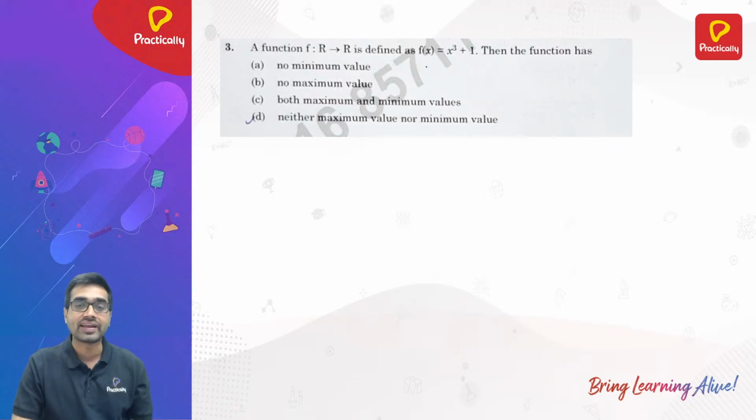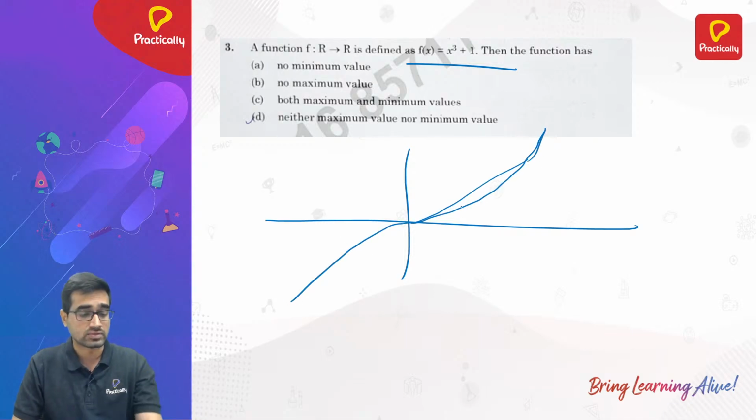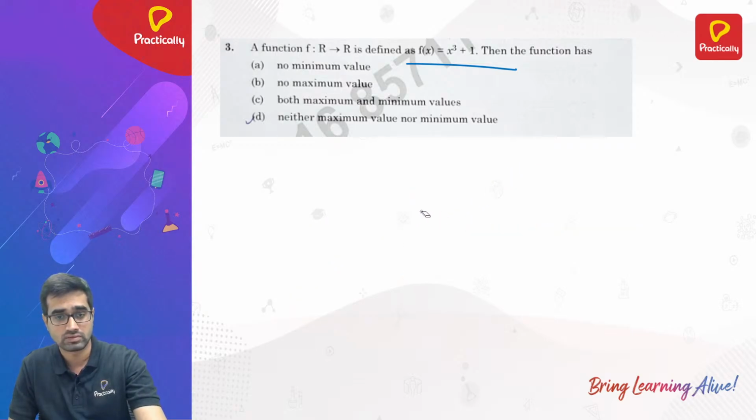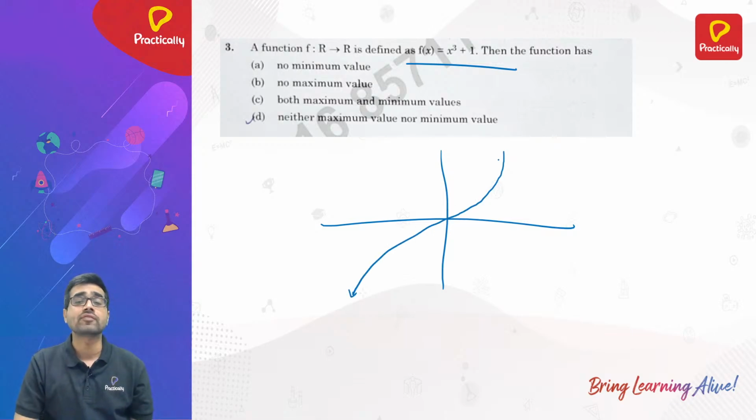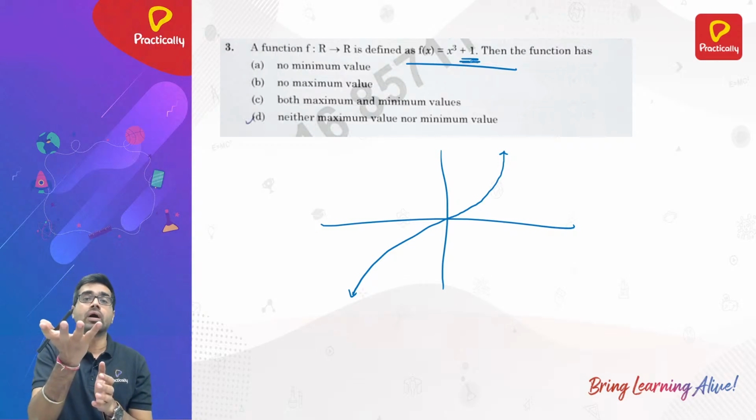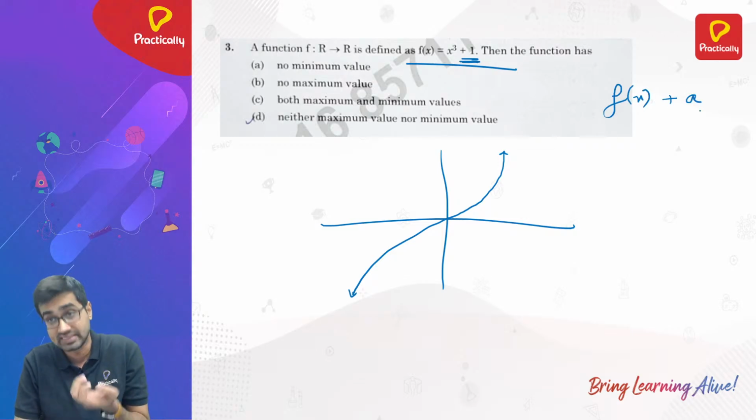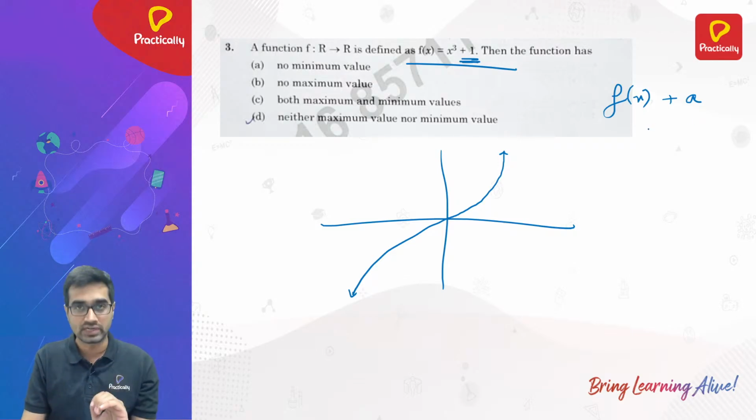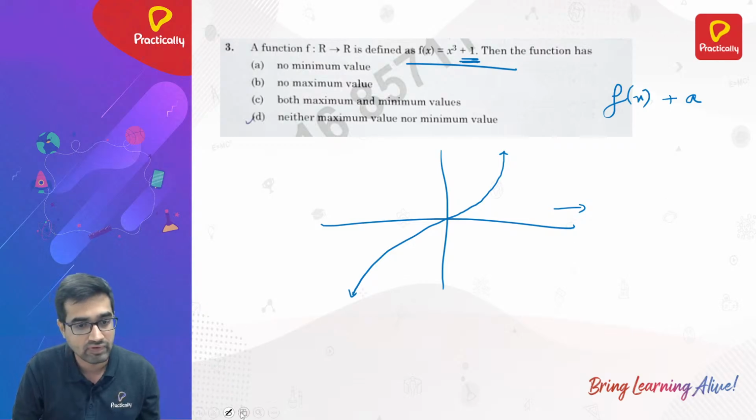A function f is defined as this. Then the function has, see, if you know the graph of a cubic function is something like this, correct? It goes like this. I should write the proper one. So basically, this graph is shifted 1 unit up. I hope you all know that when the f of x graph is known and you have to find the graph of f of x plus a, you shift it up if a is positive. I'm considering a is positive, and if it is written minus a, you shift the graph down along the y-axis. So now what will happen?